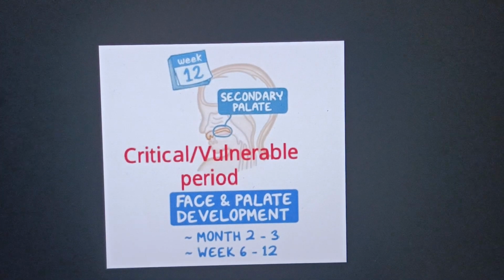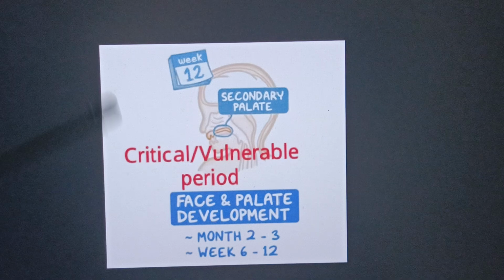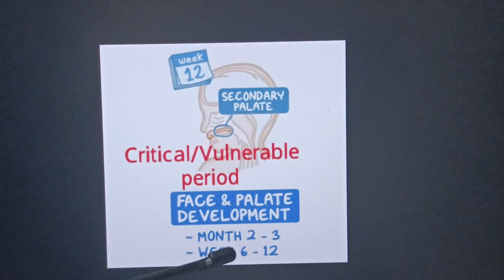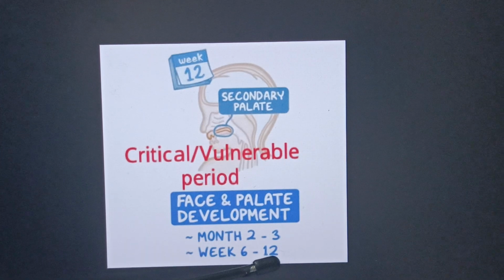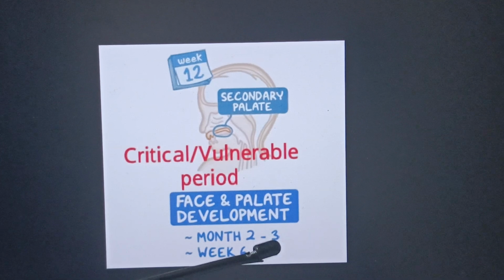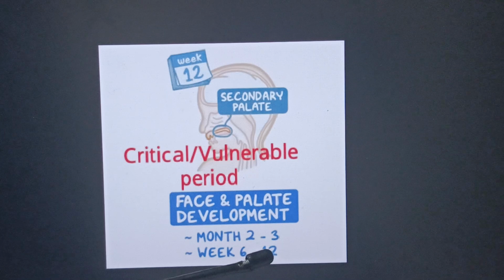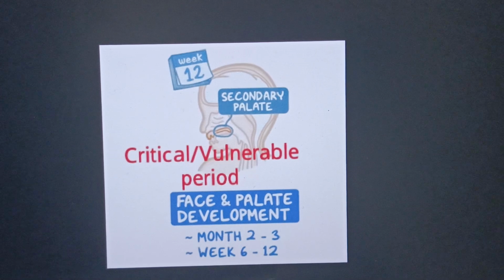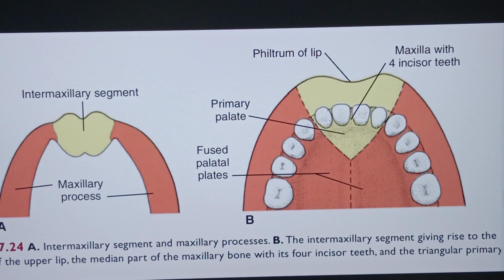Now through this picture we are able to see that the developmental phase takes place from week 6 up to the 12-week time, and that could be considered a critical or vulnerable period for the palate and face development. So any pathology can occur during this time period.